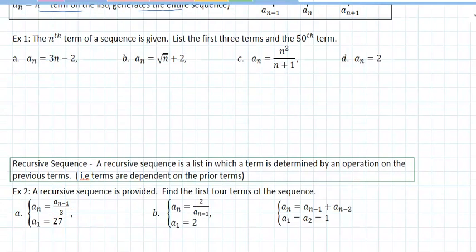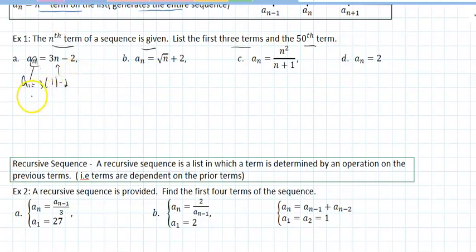So we start off fairly simple, straightforward. Given the general term, give me a few terms. The nth term of a sequence is given. List the first 3 terms and the 50th term. So if I want to find the first term, whatever this is, this is. That's kind of like saying y equals 3x minus 2 if you want to think about it. And when we put 1, we're saying if x equals 1, 3 times 1 is 3. So that is 3 times 1 minus 2.